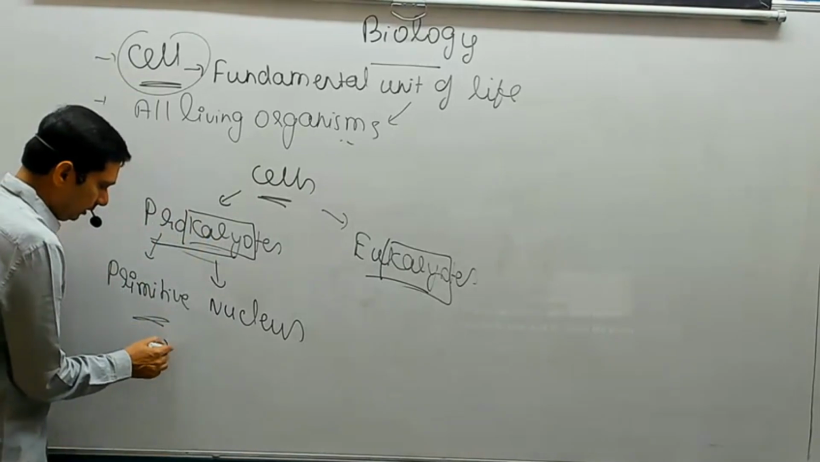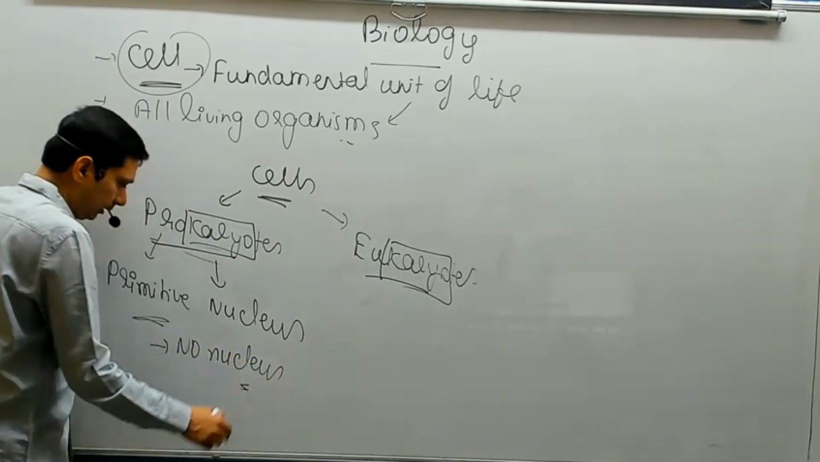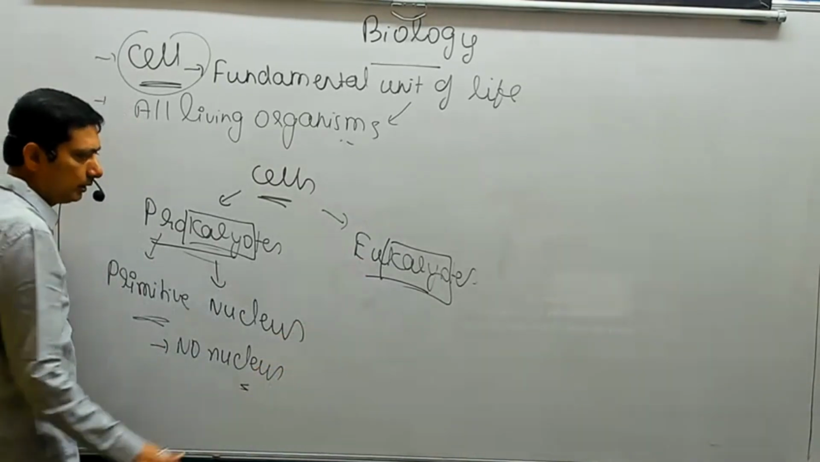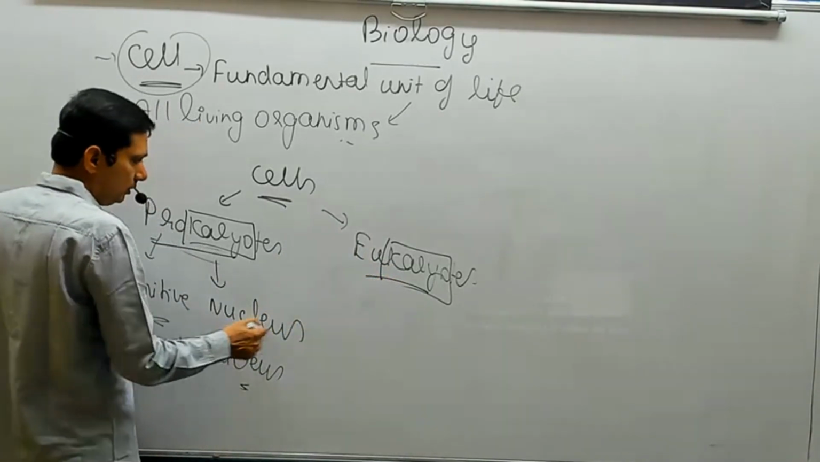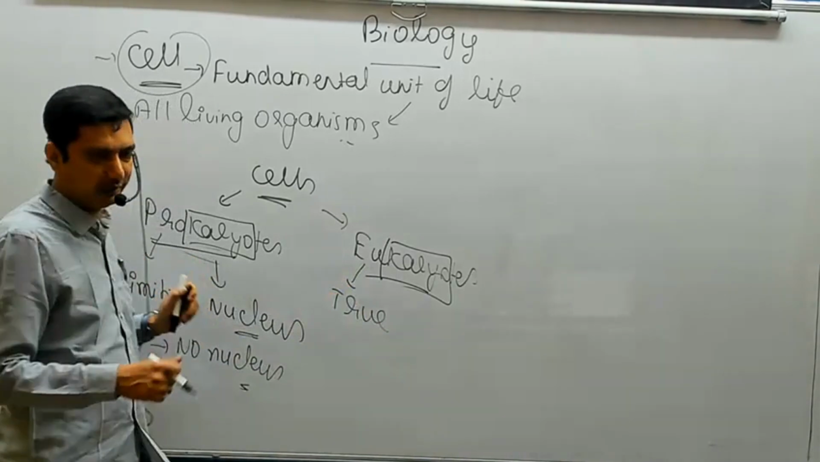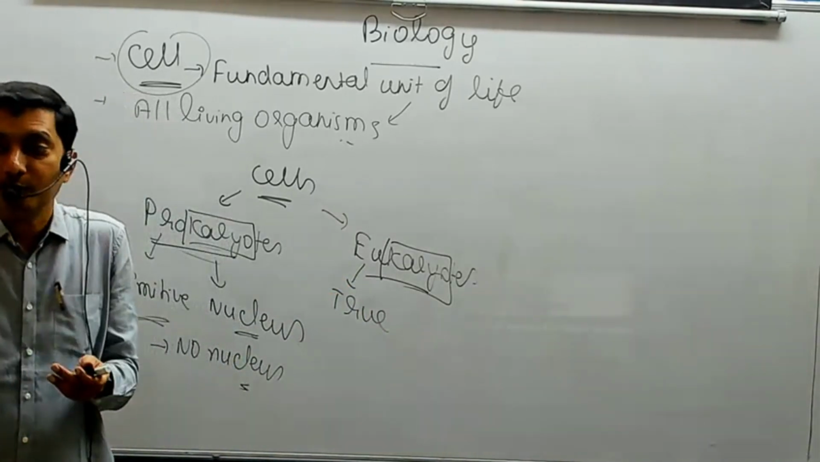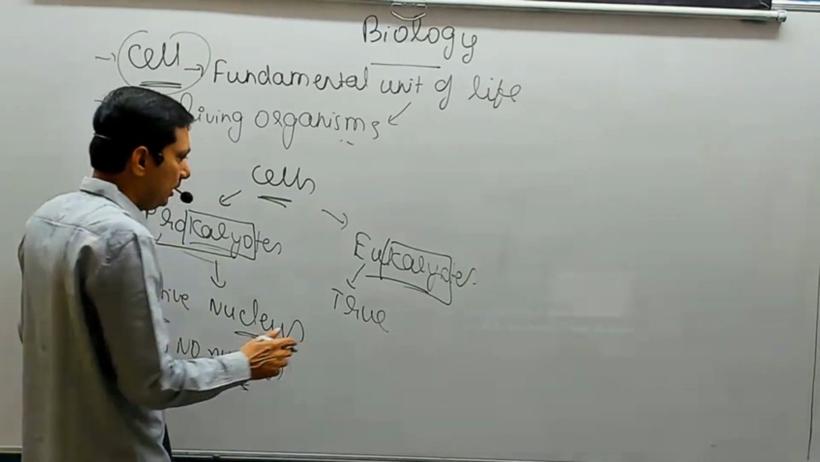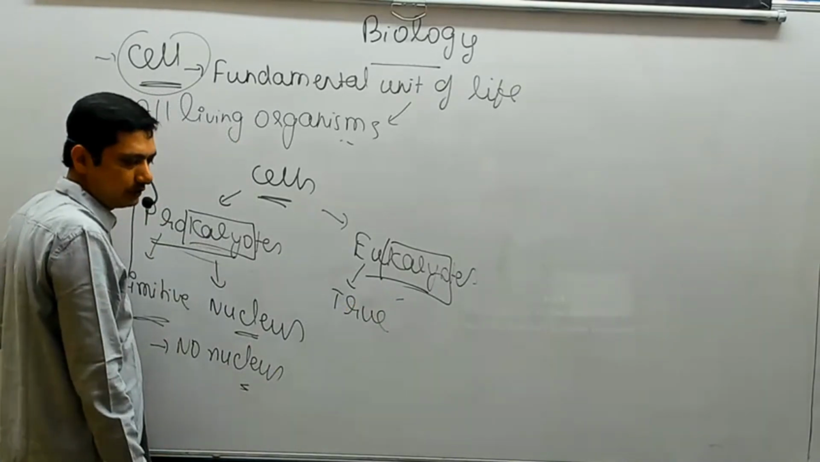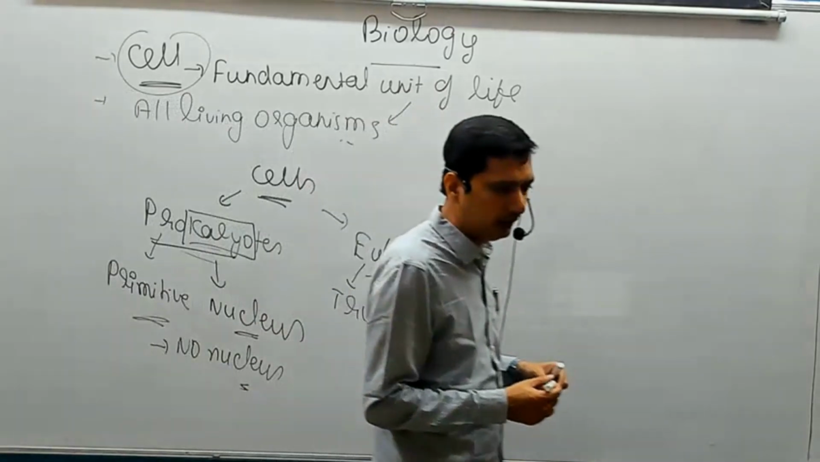In theory, they don't even carry a nucleus. There is nothing called nucleus as far as our understanding goes. Whereas the other set of organisms are called eukaryotes. They carry a true nucleus. Those that carry a real nucleus are called eukaryotes. Prokaryotes, eukaryotes.